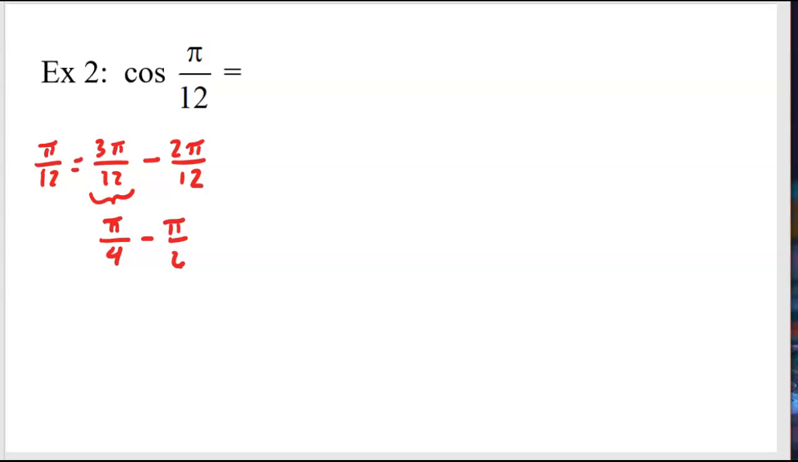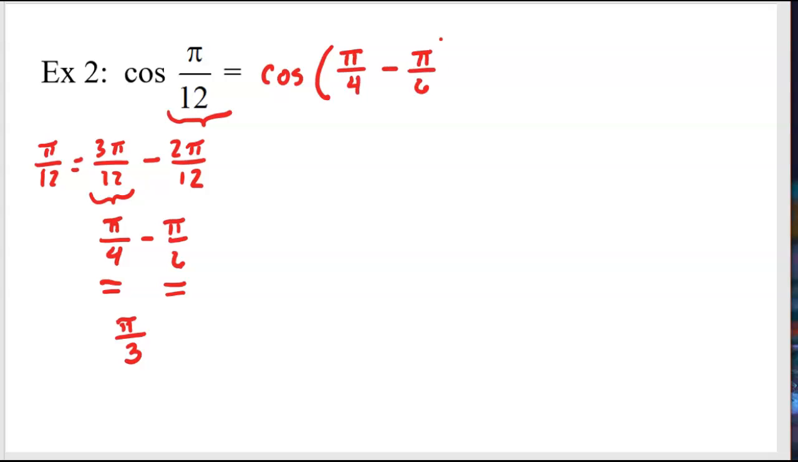So once again, if I can take an angle that's in radians form, and if I can rewrite it in terms of a multiple of pi over 4, pi over 6, or maybe even pi over 3, some multiple, then I can rewrite this using those formulas. So cosine of pi over 12 is, so pi over 12 is pi over 4 minus pi over 6.